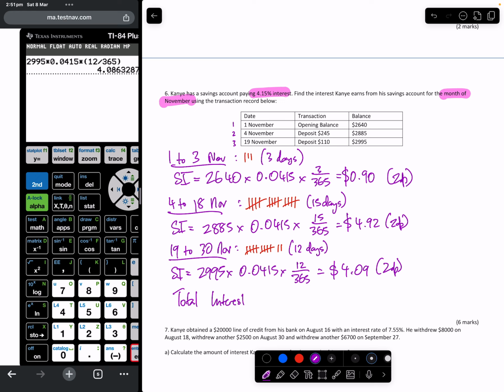interest equals 0.9 plus $4.92 plus $4.09.